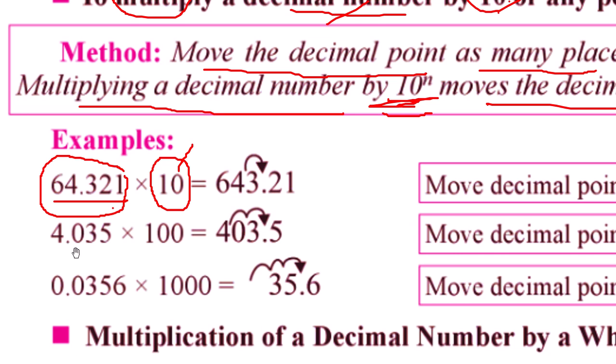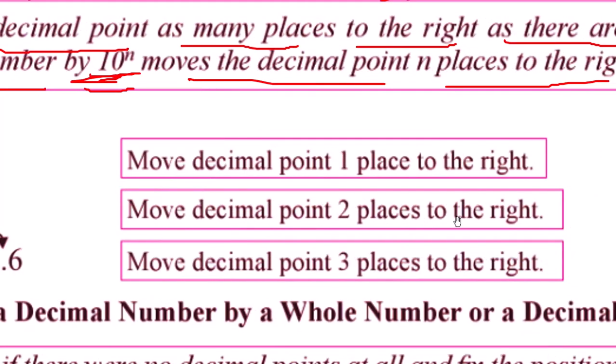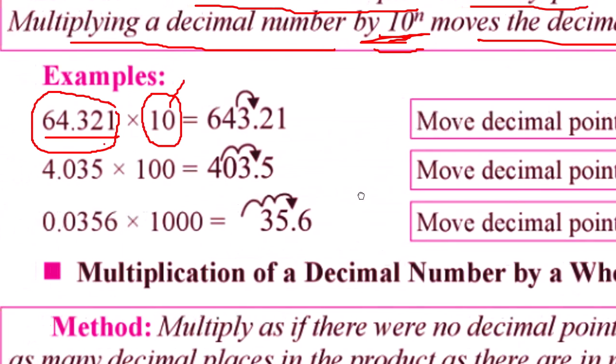Suppose in the second example, 4.035, here you are multiplying the number with 100. So the multiplier here is 100. In the multiplier you have two zeros, so the point should move two places towards the right. So it will become 403.5. So move the decimal point two places to the right.